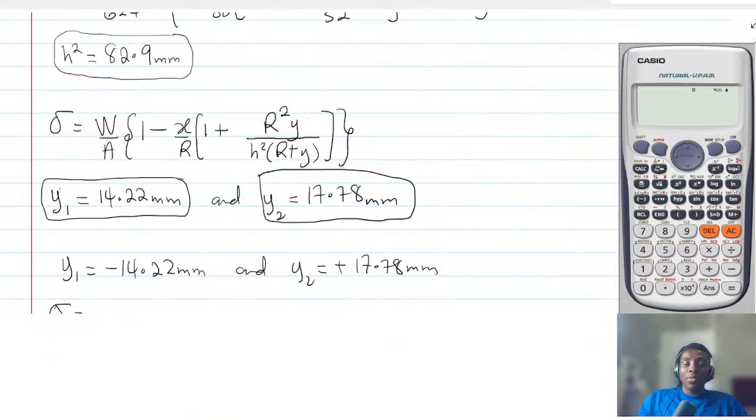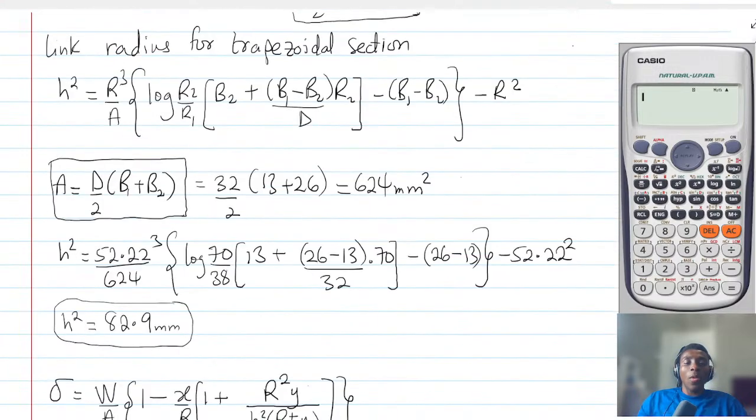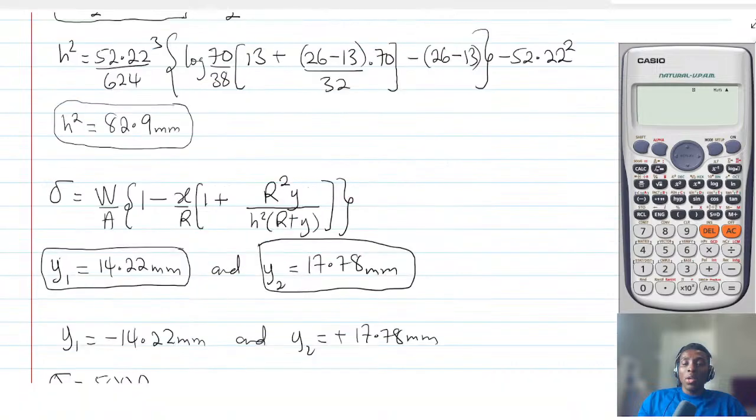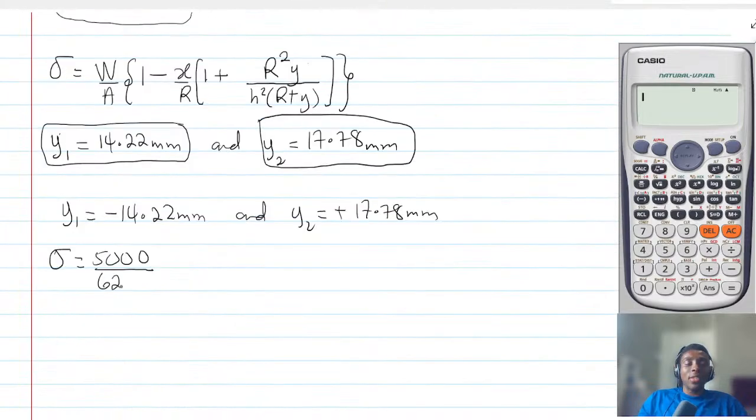In other words, 5,000. Then I will divide this by the area. The area was what? The area of a trapezium. We got 624. This one. So divided by 624 into bracket 1 minus x over r. So this is also one thing that you have to look at.